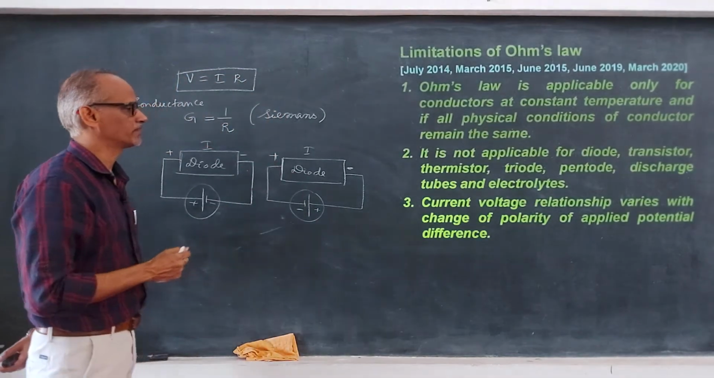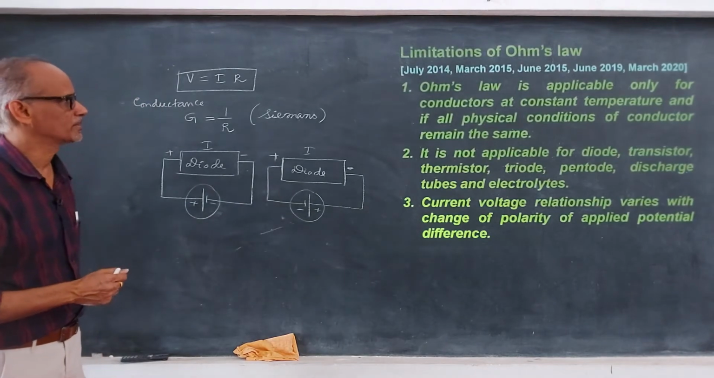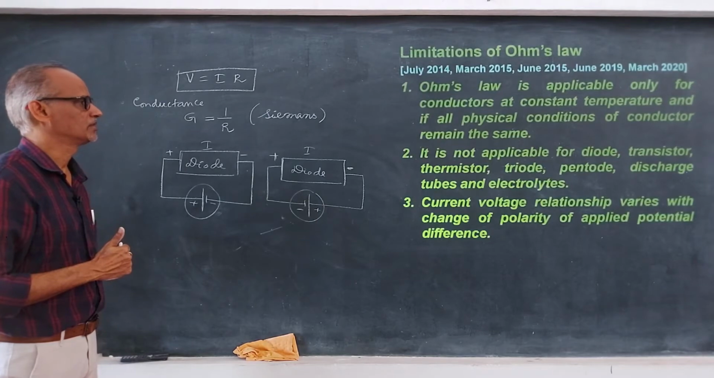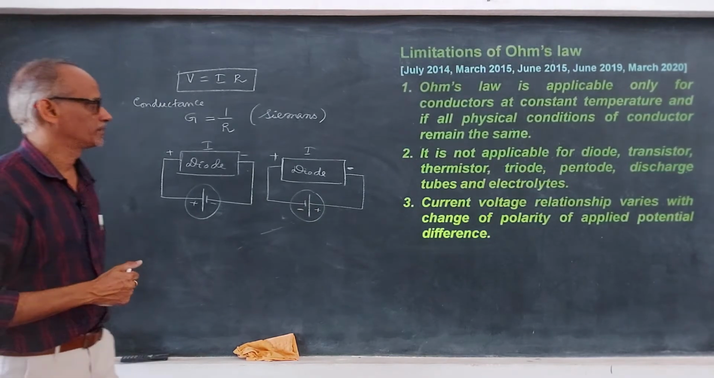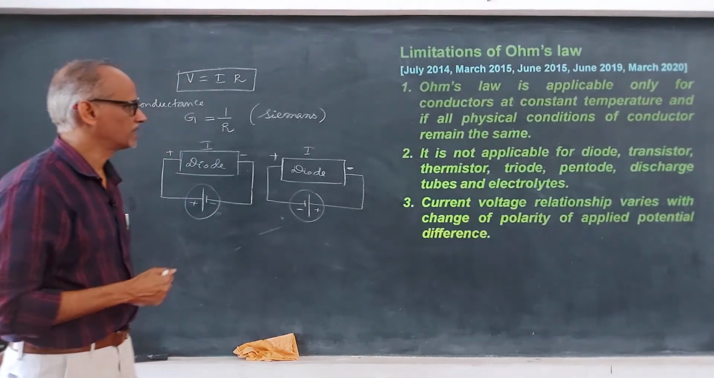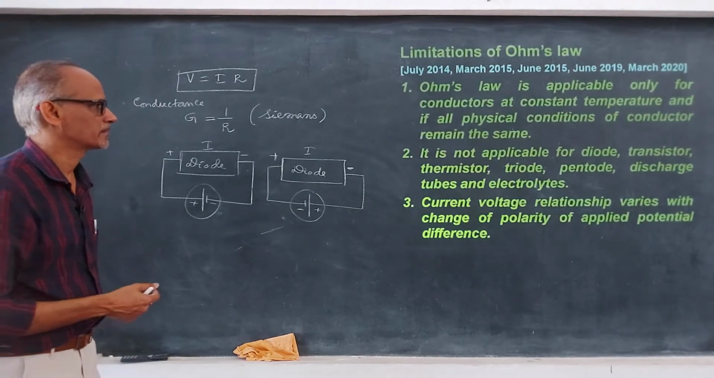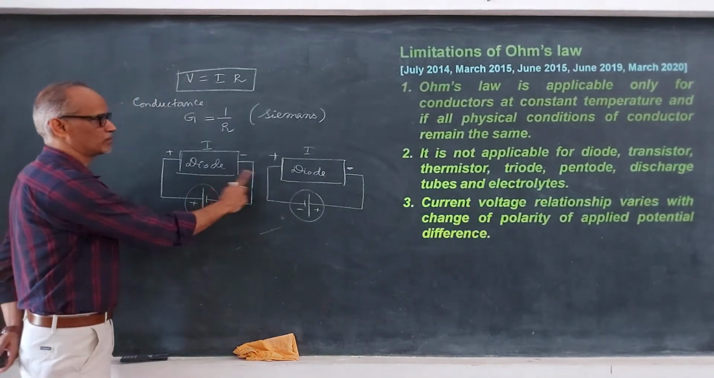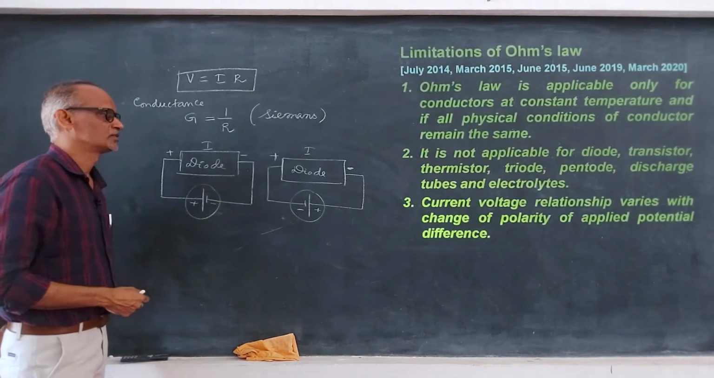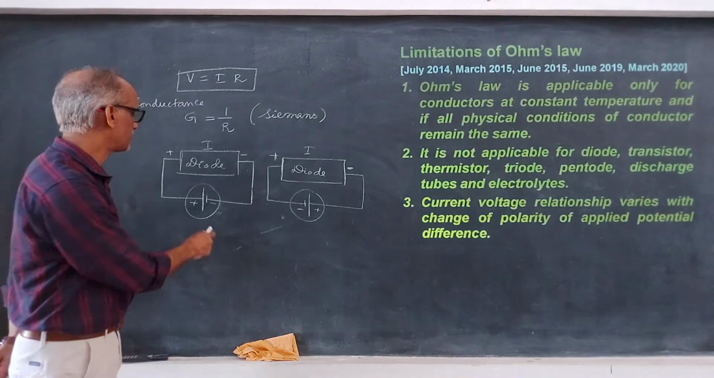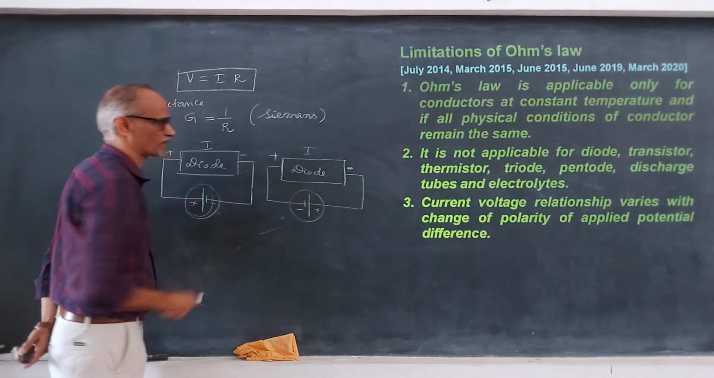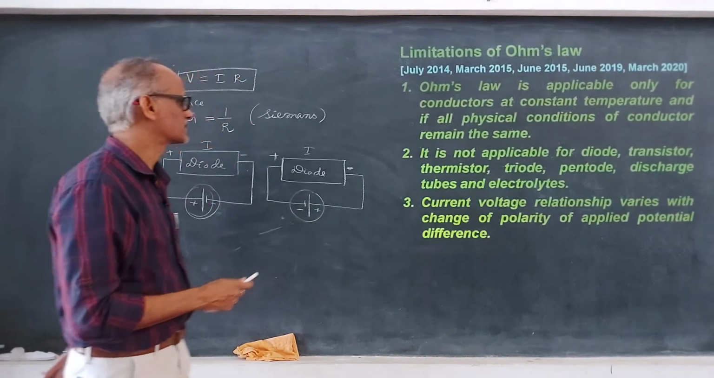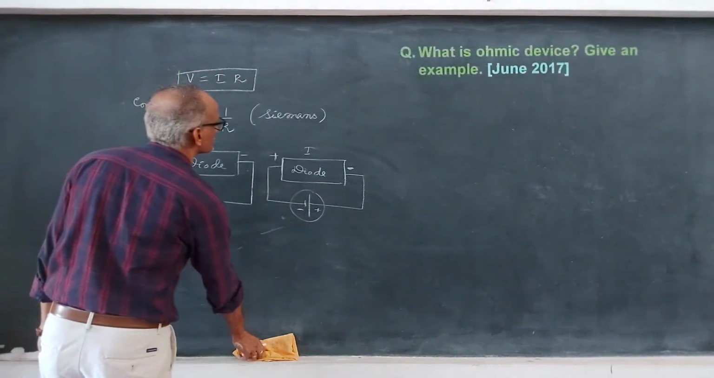So, these are the three important limitations of Ohm's law. The first one, Ohm's law is applicable only for conductors at constant temperature, and if all physical conditions of the conductor remain the same. It is not applicable for diode, transistor, thermistor, triode, pentode, discharge tube and electrolytes. And finally, the current voltage relationship varies with the change of polarity of the applied potential difference. Okay. So, an important question again. Do remember these three limitations.